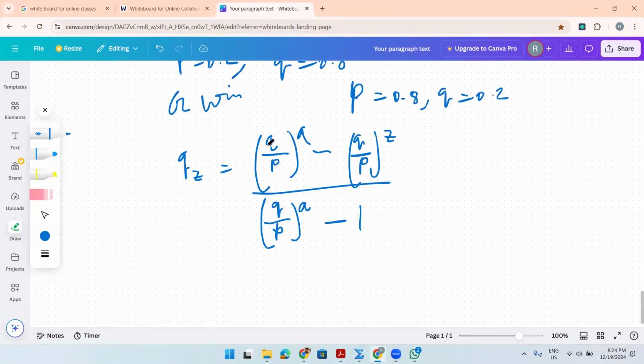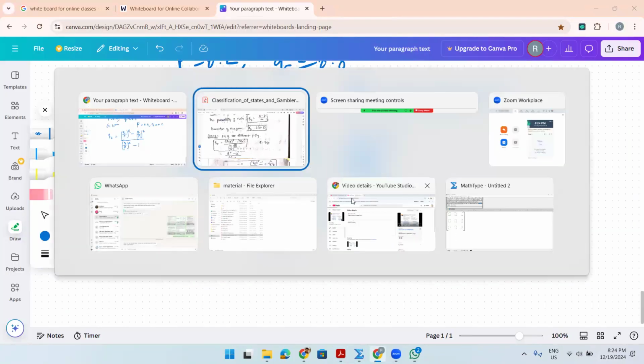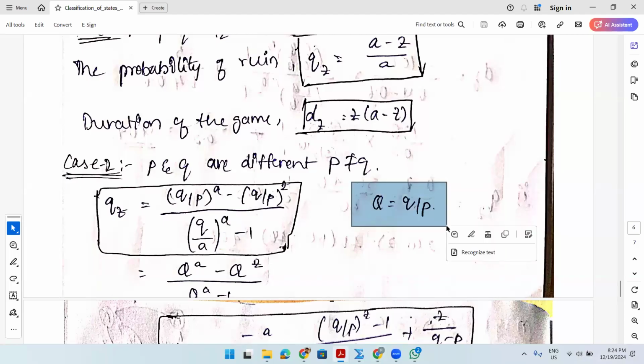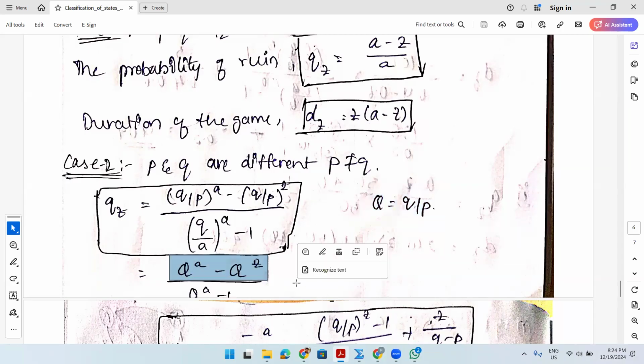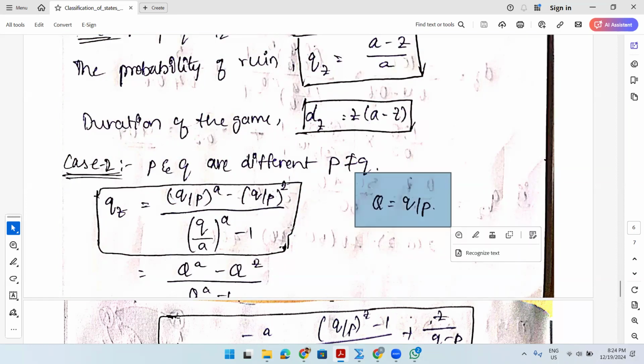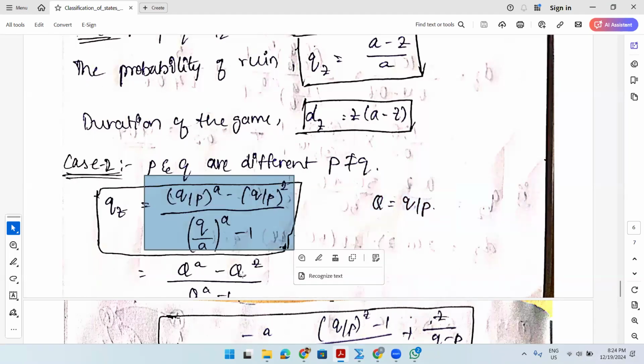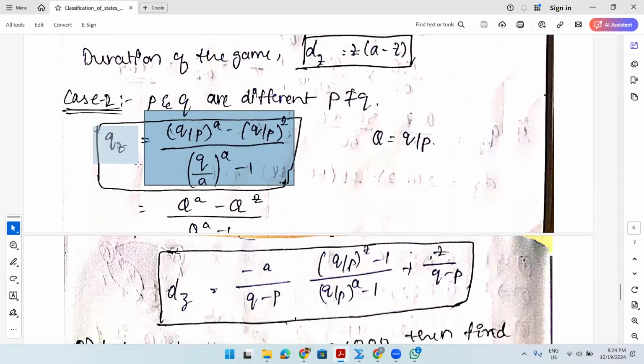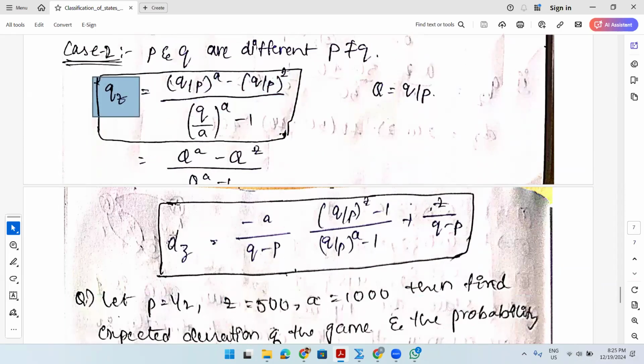Simply, if I write capital Q for Q by P, just to remember how to remember, then what happens? Q power a minus q power z by q power a minus 1. Just to remember, you should not write like this in the exams. You should write it the full way only. Just to remember, I'm saying that is QZ, the probability of loss with Z units.